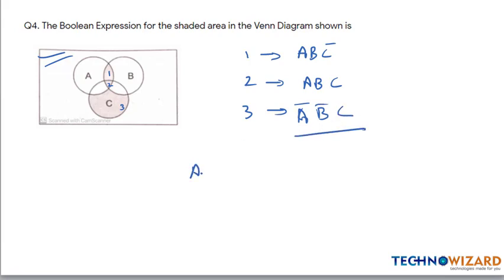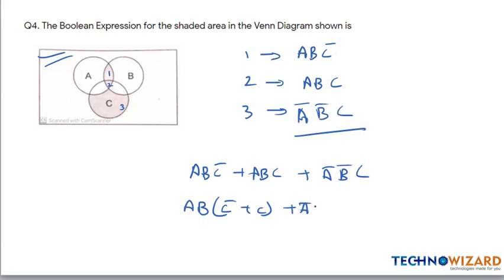Now on adding these 3 terms, A, B, C bar plus A, B, C plus A bar, B bar, C. By taking C bar plus C common from the first 2 terms, with A bar, B bar, C as it is, C plus C bar is 1. Therefore, the answer will be A, B plus A bar, B bar, C. This will be the correct answer for question number 4.